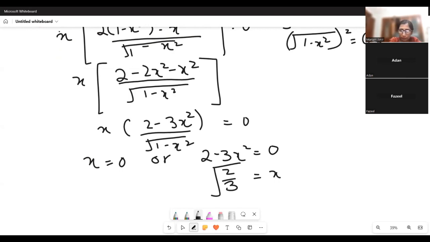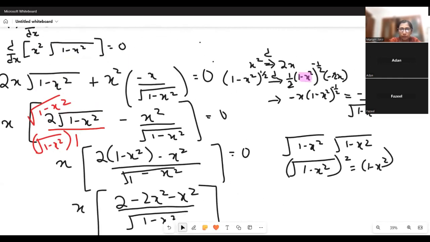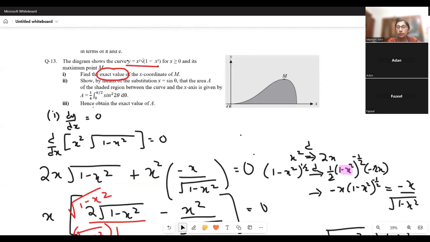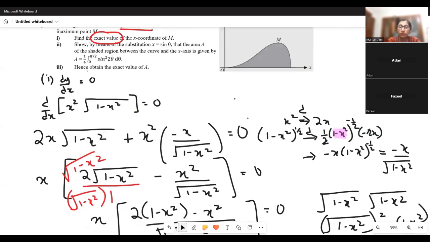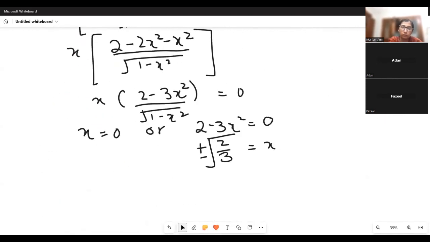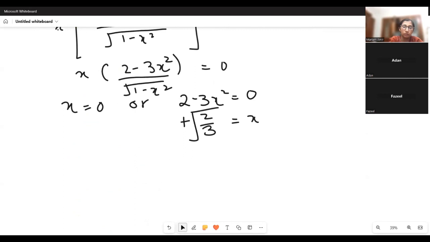ठीक है, इसके साथ ideally plus minus आएगा, लेकिन since the m in the figure is clearly positive, the x of m in the figure, so you just take the positive value. You don't have to mention the negative value. So it's going to be square root 2 upon 3.